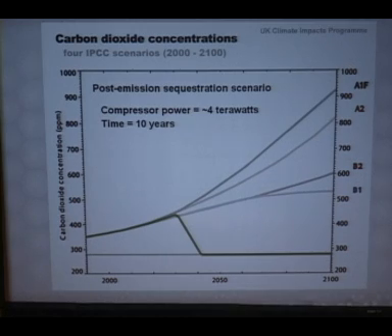To do this requires an enormous amount of power. About 4 trillion watts of power for 10 years is enough to do the job. That is an amount of power that is roughly equal to the total amount of electric power consumed by the human race today worldwide. Next slide.